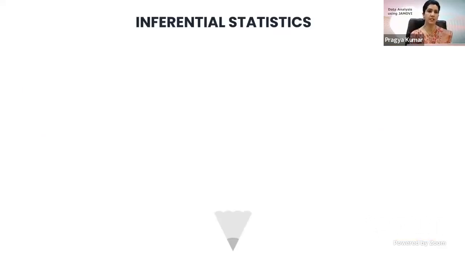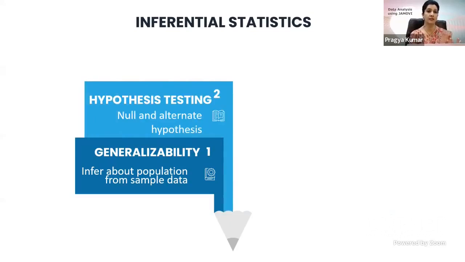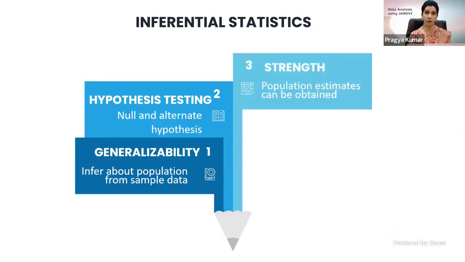Coming to inferential statistics, what is inferential statistics? Basically, in inferential statistics, you infer about the population. That's how it gets its name, inferential. You want to infer about the population from the data set which we have drawn. And that's why there is some amount of uncertainty which exists with inferential statistics. In this case, we form a null and alternate hypothesis so that we can infer about the population.